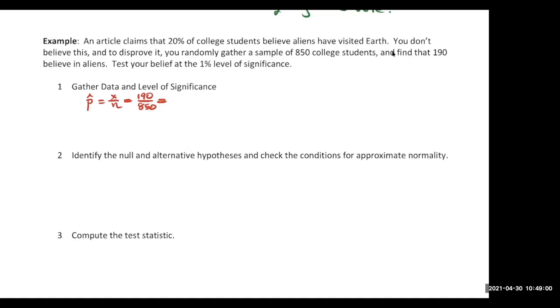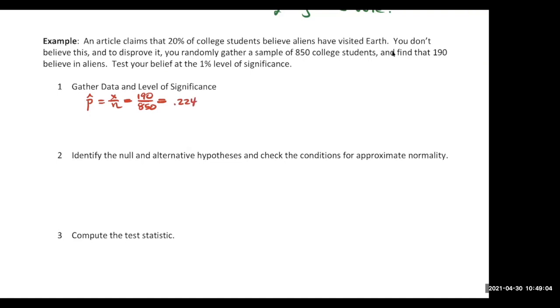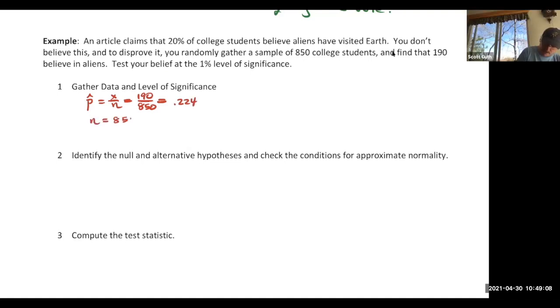0.2235, right? So let's go 0.224. Obviously, our n is 850. Our level of significance, you can see up here, is 1%.